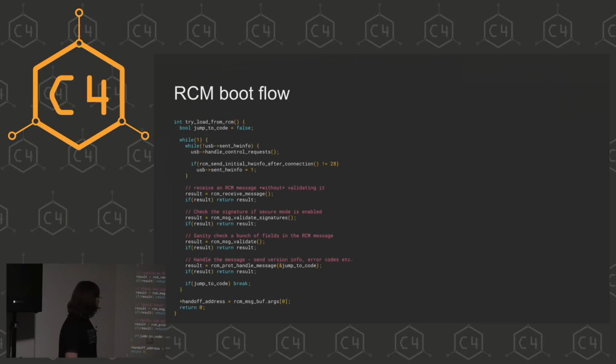And if that message actually tells you to jump to some code, you break out of this outer while loop, and then you return, and then the following code that called try to load from RCM is just going to jump into the code that you just downloaded, because this function checked everything for validity.